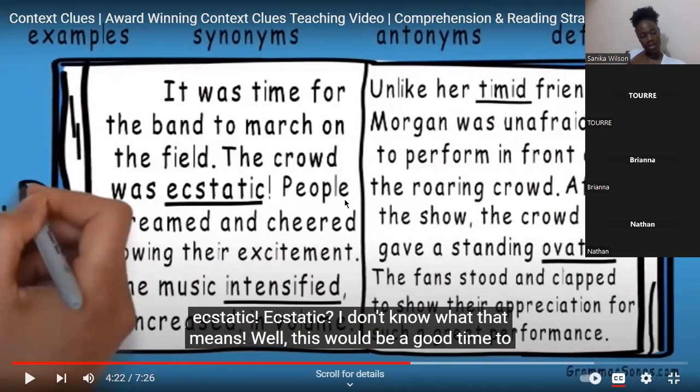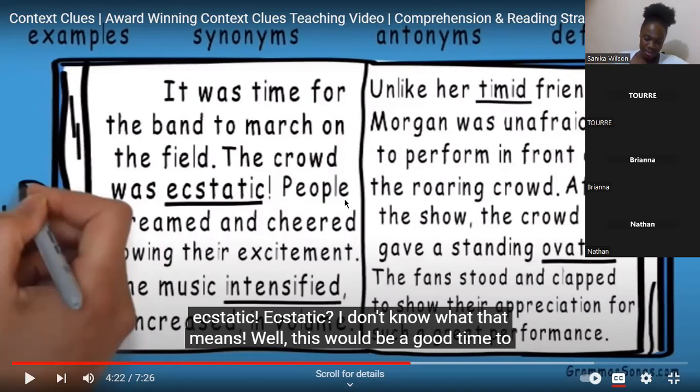So we're focusing on ecstatic. What does ecstatic mean? Happy, Miss. So Nathan said happy. Yay! Nathan answered. I'm so happy Nathan answered. Yay! All right. Does anybody have anything else to add to that?